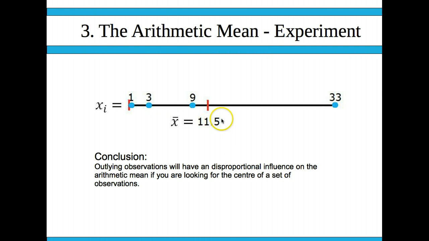Okay, so if we put these all on the same line that we had from the beginning, you can see here again that this 11.5 is located way above our 3 observations here. So my conclusion is that outlying observations will have a disproportional influence on the arithmetic mean if you're looking for the center of a set of observations. And what do I mean by disproportional? Well, I mean that this person here with 33 friends has a larger effect on the arithmetic mean than this person with 1 or 3 or 9 friends has.